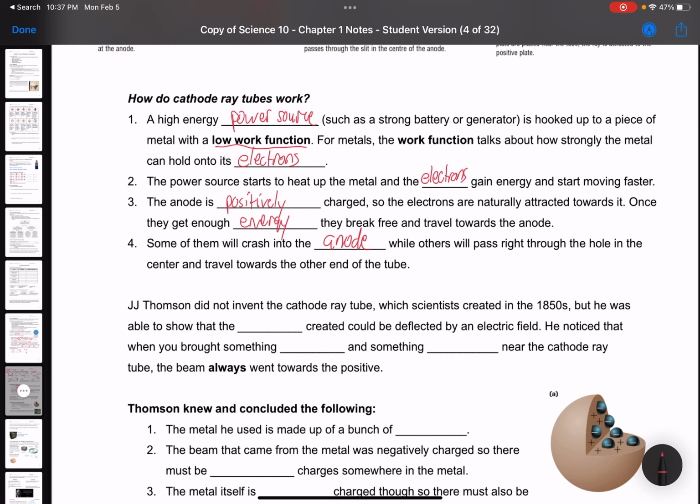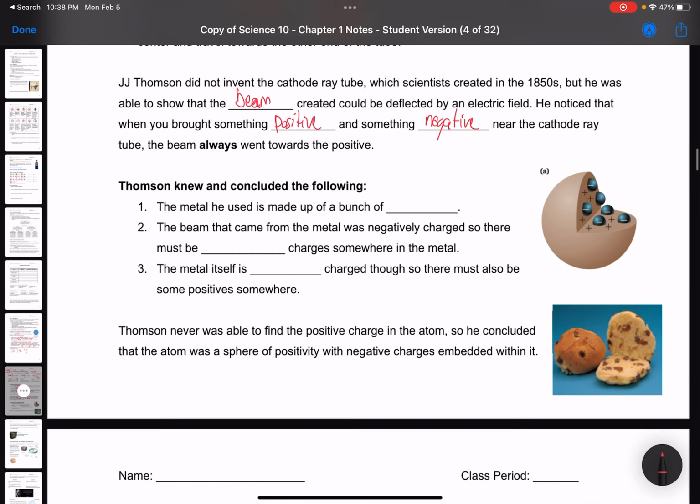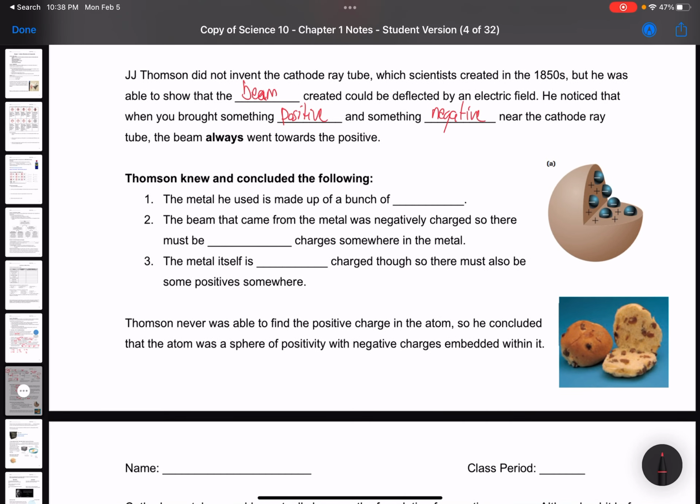Okay, so in terms of this next paragraph, it says that Thomson did not invent the cathode ray tube, but he was able to show that the beam created could be deflected by an electric field, by that positive and negative that he brought in at the end. So you notice that when you brought something positive and something negative near the cathode ray tube, the beam always went towards the positive. Okay. So Thomson knew and then was able to conclude the following.